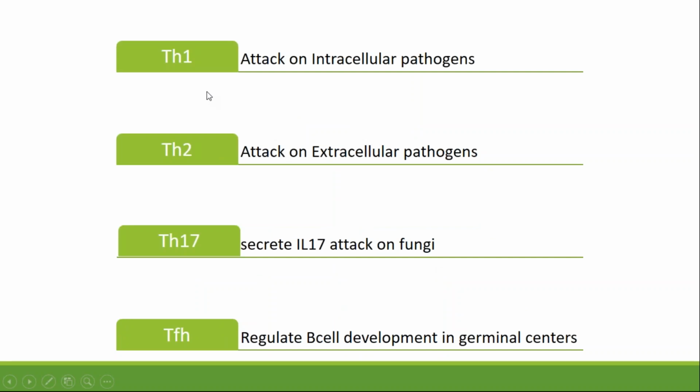Let us discuss all these cells in detail. Th1 will attack intracellular pathogens, the pathogens which are inside the cell. Th2 attacks extracellular pathogens, the pathogens which are outside the cell. Th17 secrete interleukin 17, which will attack fungi. And TFH cells will help the B cell to develop in the germinal centers of the body.